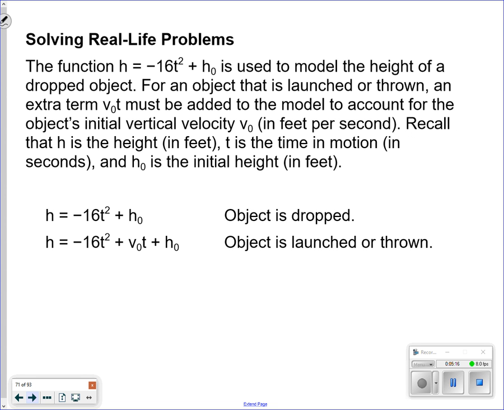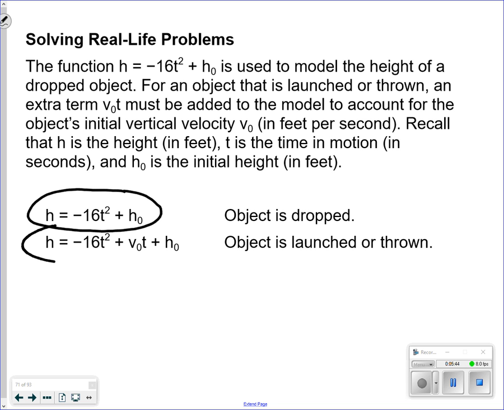The function h equals negative 16t squared plus h sub o is used to model the height of a dropping object. For an object that is launched or thrown, the extra term v sub o is added to the model when there's an initial velocity, meaning the ball is thrown or launched. Recall that h is the height, t is the time, and h sub o is the height of the initial drop. So if you're just dropping, this is the equation you would use.